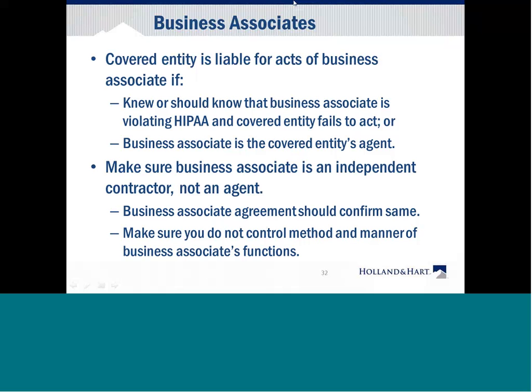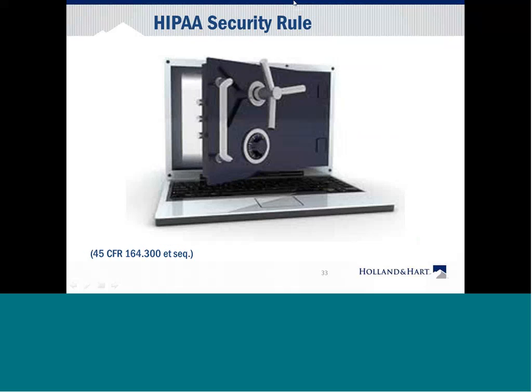You may want to make sure your business associate agreement specifies that the business associate is an independent contractor, not an agent, and make sure that you don't exercise undue control over the method or manner of what the business associate does. If you're controlling every aspect of what that business associate does, that may make them actually your agent. You may be vicariously liable for what they do, and you don't want to be doing that.